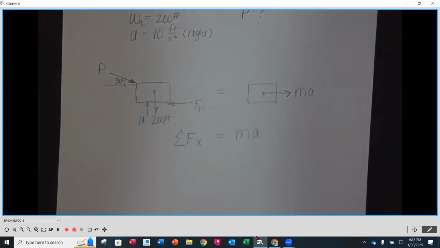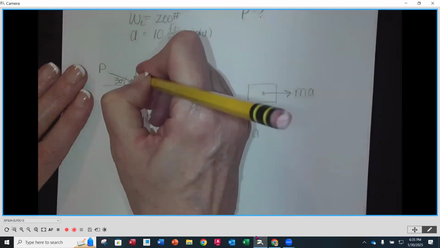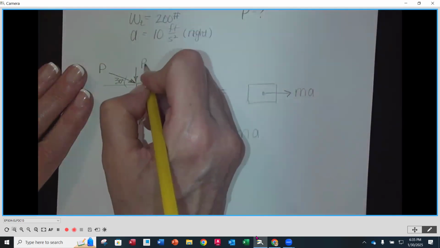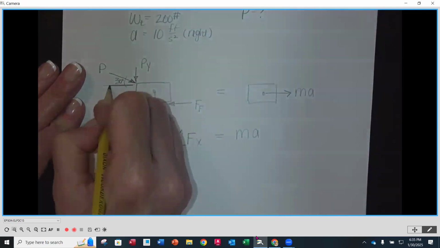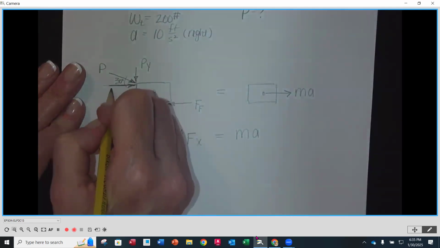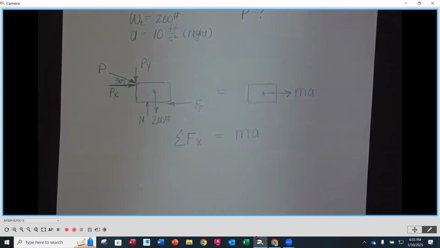Okay. All right, so the next thing we need to do is you're going to notice that we have a force that's at an angle. So just like we did in statics, because it's on the static side, we are going to be breaking this into its x and y components. So we're going to have a Px and we're going to have a Py. Okay.